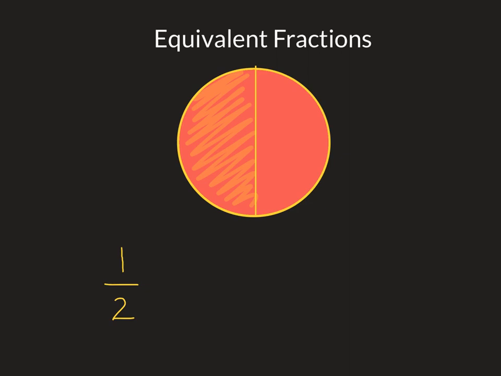Let's cut our pie in half yet again, creating 4 equal parts. Of the 4 equal parts, how many of those parts are pepperoni? Correct, 2. Therefore, we can see that 1/2 is equivalent to 2/4.